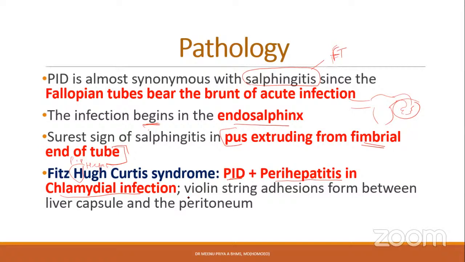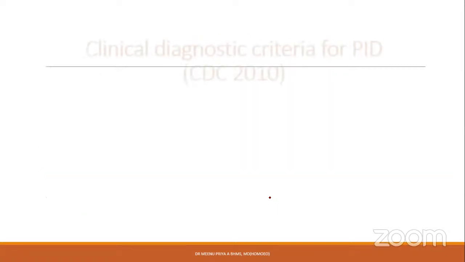Violin string adhesion, this is important. Violin string adhesions form between the liver capsule and peritoneum. If violin string adhesion is seen in your question, just remember, search for chlamydia. If it is there in the options, usually it is chlamydial infection, violin string adhesions.